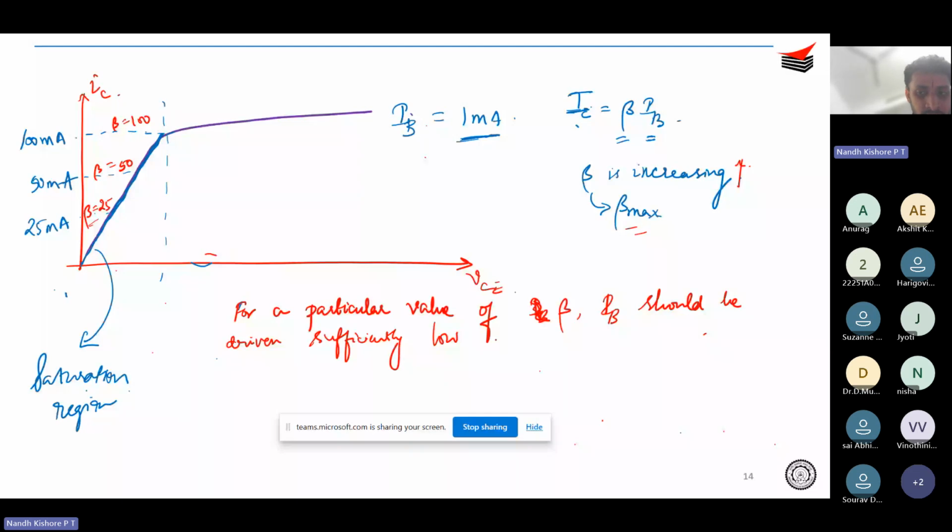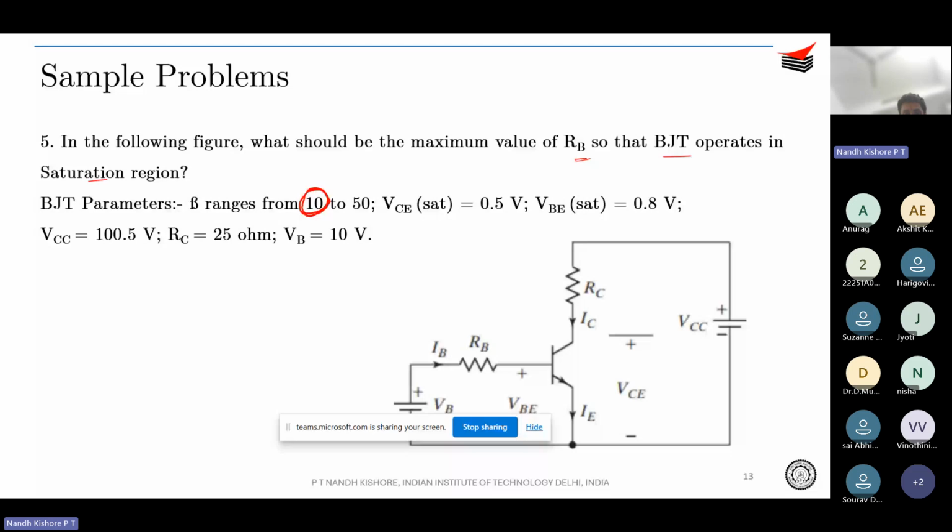so that the device remains in saturation and does not go to active. So the question is, what should be the maximum value of RB? I need to put a sufficiently high value of RB so that the BJT is operating in the saturation region. From this argument, you need to consider beta as 10. All others are fixed: VCE is given, VB is given, VCC is given, RC is given.